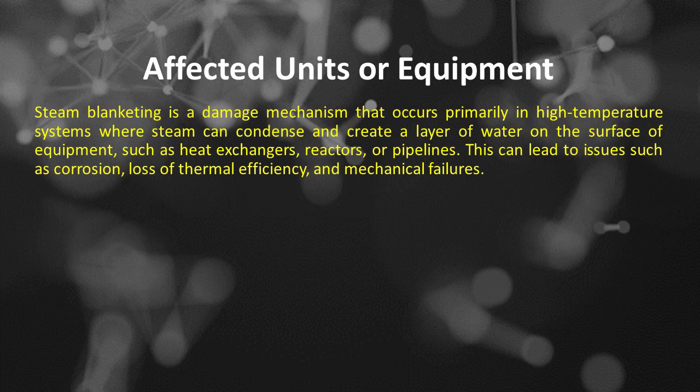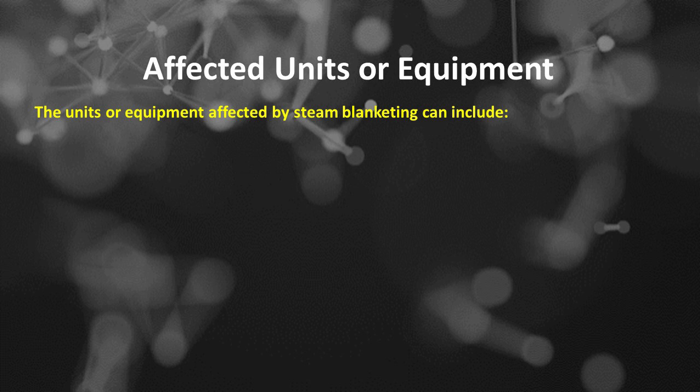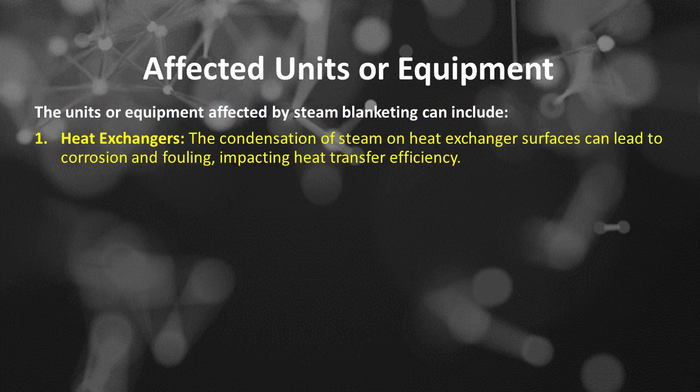Steam blanketing is a damage mechanism that occurs primarily in high-temperature systems where steam can condense and create a layer of water on the surface of equipment, such as heat exchangers, reactors, or pipelines. This can lead to issues such as corrosion, loss of thermal efficiency, and mechanical failures. The units or equipment affected by steam blanketing can include: Number 1 is heat exchangers. The condensation of steam on heat exchanger surfaces can lead to corrosion and fouling, impacting heat transfer efficiency.